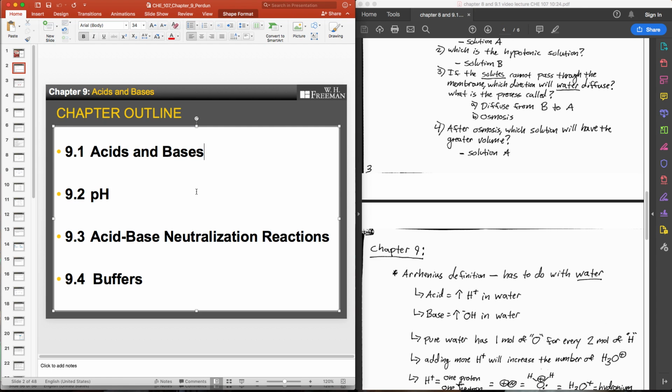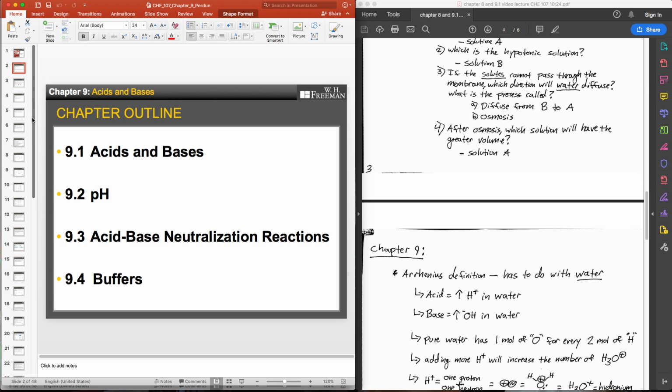And so chapter 9, the whole overview, the big premise is acids and bases. What is an acid, and what is a base, right? How do we solve problems with acids and bases? What happens when we mix them together? And then pH, we're talking about the negative log of the hydrogen ion concentration. And that'll make a lot more sense when we talk about what an acid actually is. And then acid-base neutralization reactions.